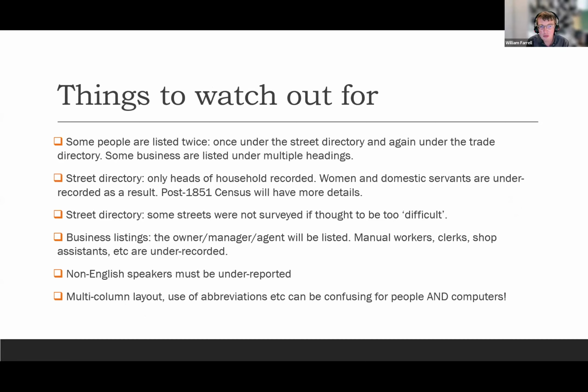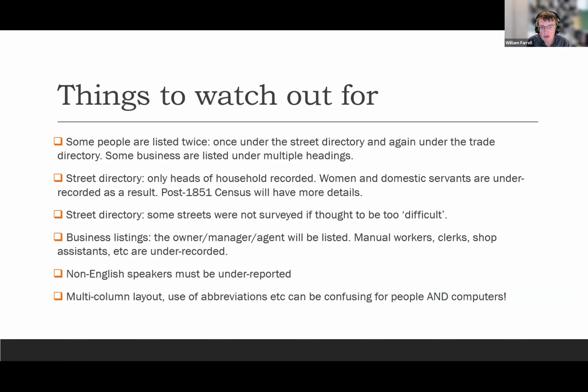So those are the strengths, these are the weaknesses, some things to watch out for. The first, which can confuse you, particularly if you're using the online versions and keyword searching, is that some people were listed twice, once under the street directory heading and again under the business directory heading. Sometimes you can start getting confused if you're going through a directory a lot and think, have I already seen this person? But sometimes people were listed twice.